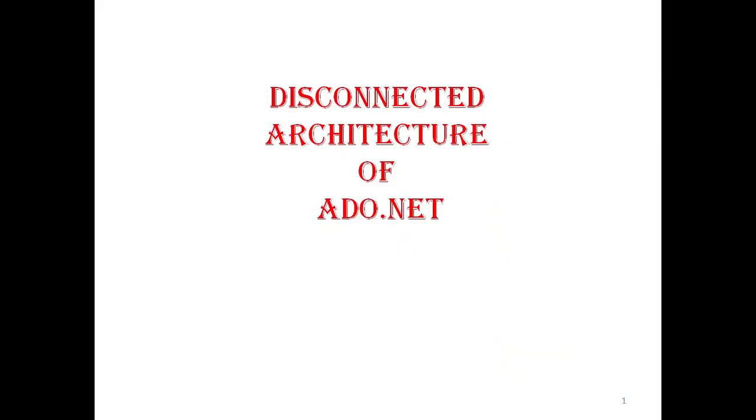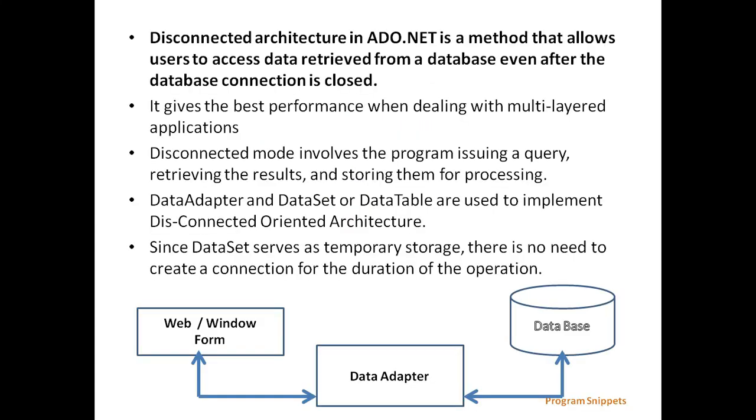Here we will see disconnected architecture of ADO.NET. Disconnected architecture is a method that allows users to access data retrieved from a database even after the database connection is closed. It gives the best performance when dealing with multi-layered applications.